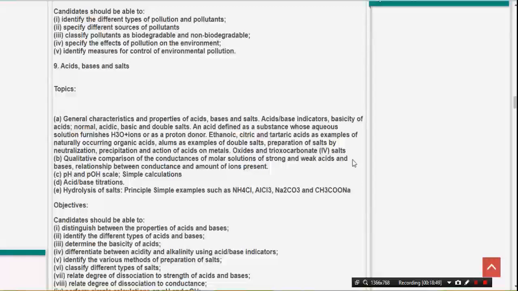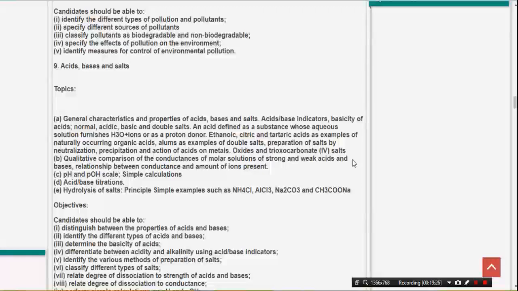Preparation of salt by neutralization, precipitation, and action of acid on metals. Oxides and trioxocarbonate, false salt. Quantitative comparison of the conductances of molar solution of strong and weak acids and bases. Relationship between conductance and amount of ions present. pH and pOH scale. Simple calculations. Acid-base titration.